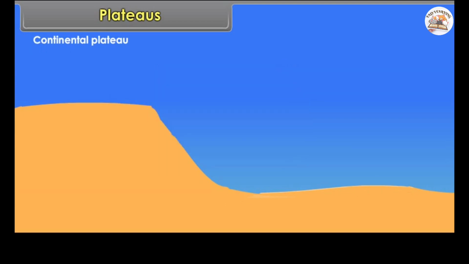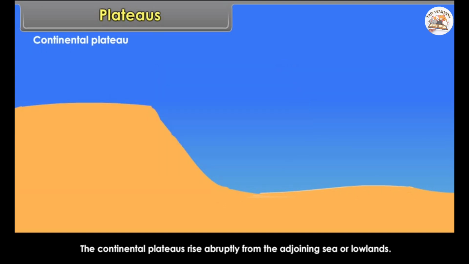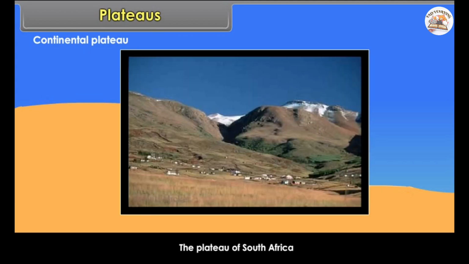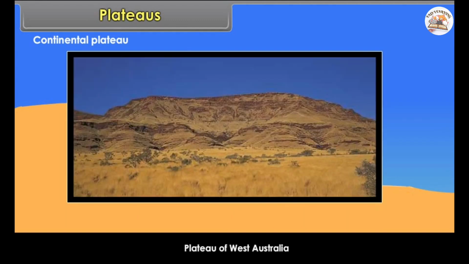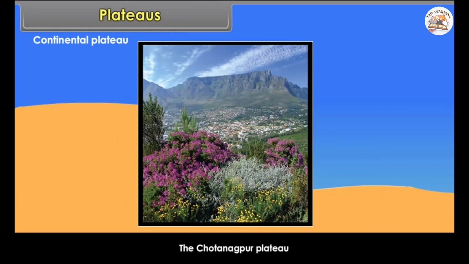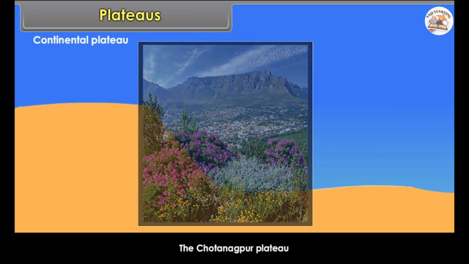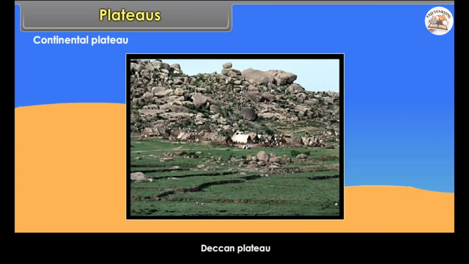Continental plateau. The continental plateaus rise abruptly from the adjoining sea or lowlands. The plateau of South Africa, plateau of West Australia, the Chota Nagpur plateau, and the Deccan plateau are some examples of this type of plateau.